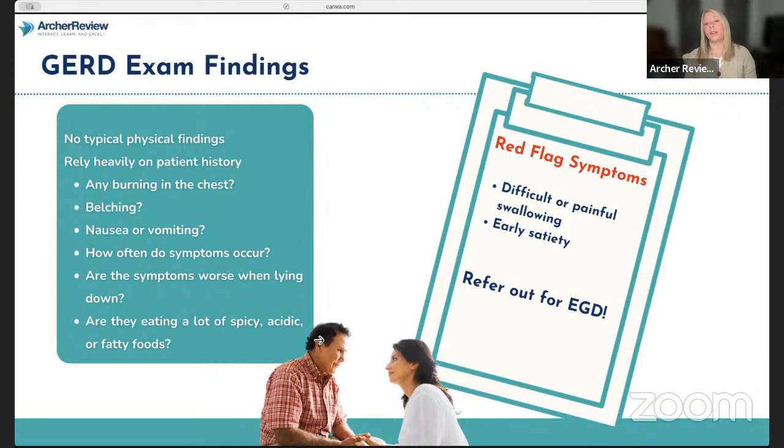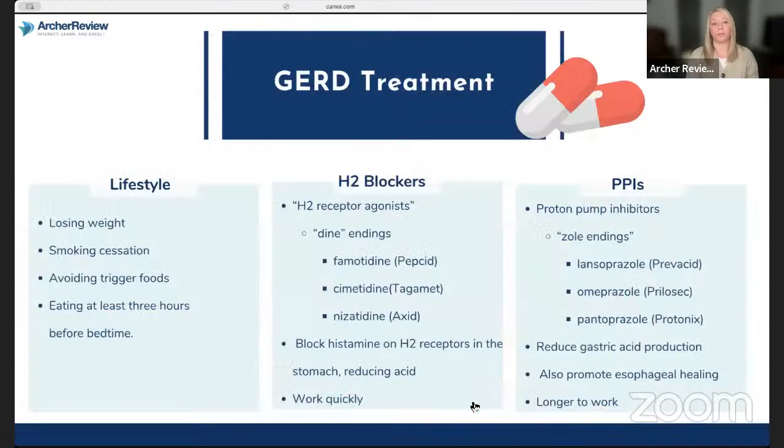Now, there's also some red flag symptoms we need to be sure to ask about. Any difficult or painful swallowing or early satiety, meaning you get full after just a couple bites, are red flags that we need to refer out for an EGD to make sure nothing serious is going on, like cancer. So let's talk about treatment for GERD.